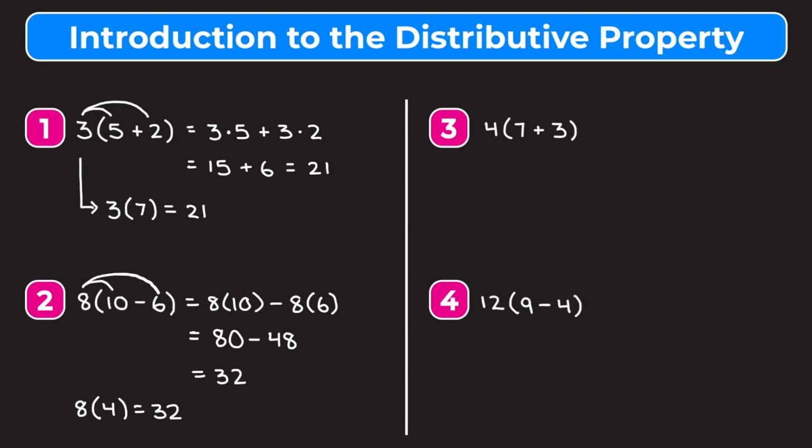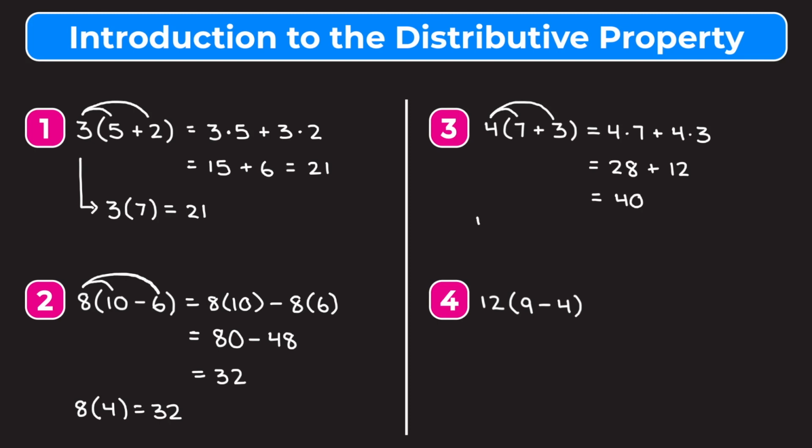So example 3 is 4 times the quantity of 7 plus 3. We're going to distribute the 4 in. So we're going to multiply 4 times 7. And then we're adding 7 and 3 in the parentheses, so we're going to add that to 4 times 3. And 4 times 7 is 28. And 4 times 3 is 12. And 28 plus 12 is 40.